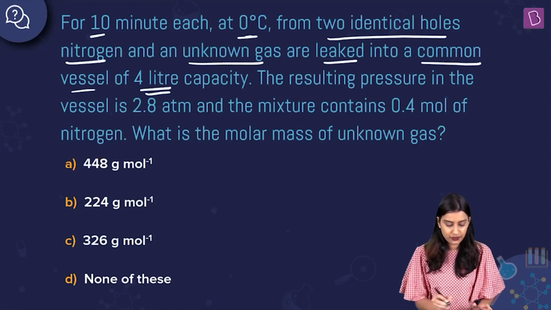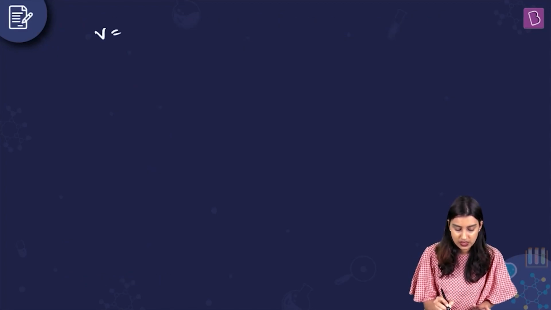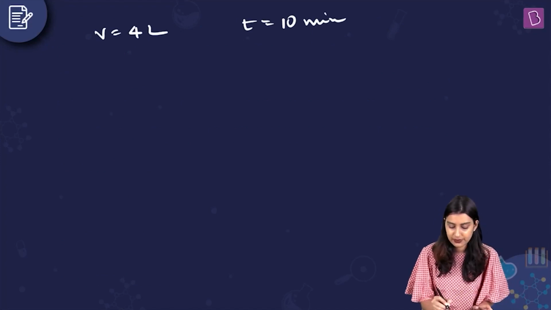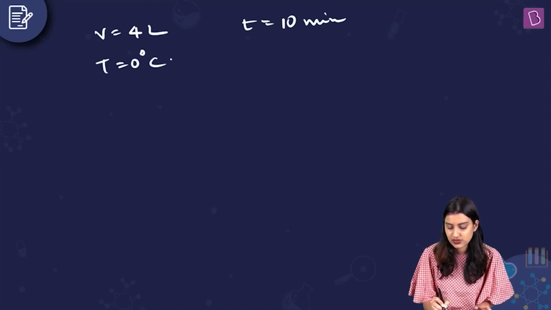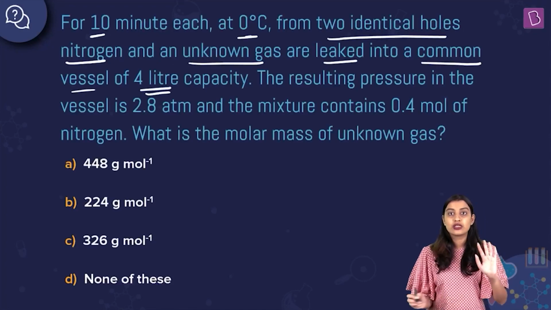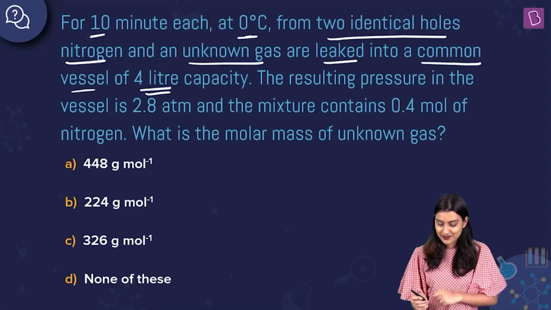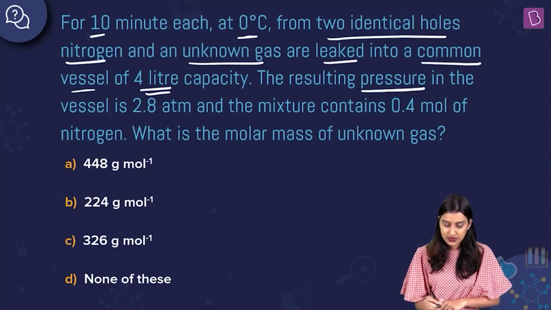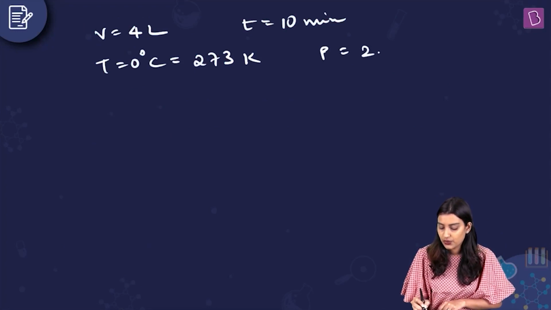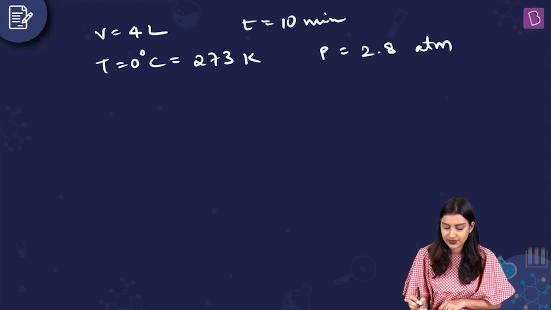Okay, so your volume is given to you as 4 liters. Time is given to you as 10 minutes for both the gases. Temperature is given to you as 0 degrees Celsius, which is nothing but 273 Kelvin. So much information only in a single sentence, right? Okay. The resulting pressure in the vessel is 2.8 atm. So pressure is going to be 2.8 atmospheres.